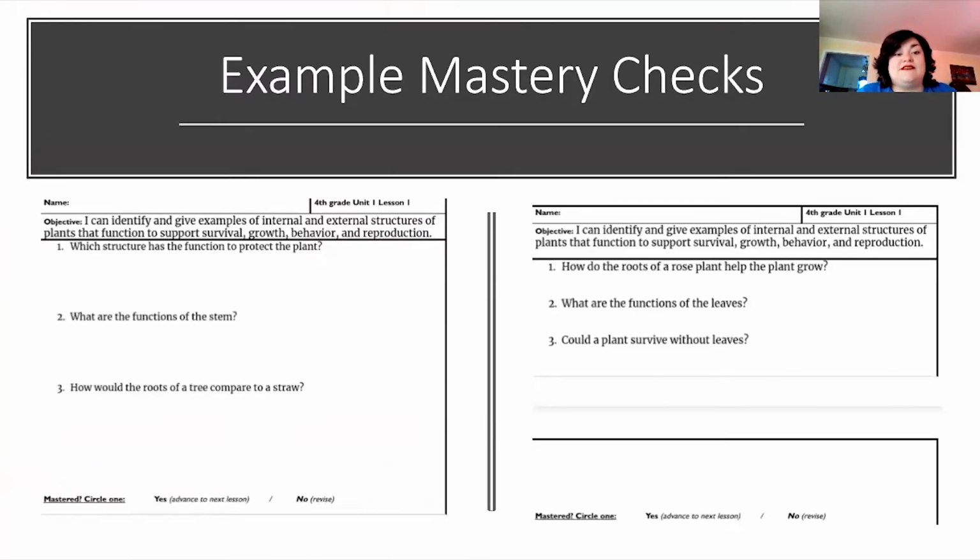work. So here's some mastery checks that I created for my first lesson, my unit 1 lesson. Okay, it's all about functions and structures.